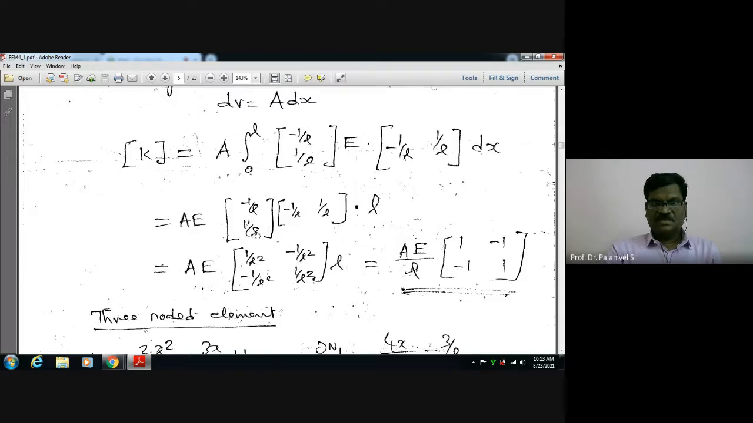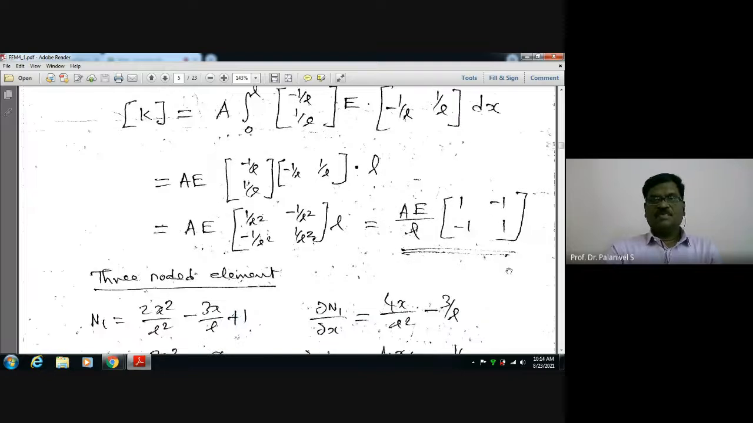Next you take 1 by L into minus 1 by L, minus 1 by L square, written here. Again 1 by L into 1 by L, so plus 1 by L square written here. L is there, so write down AE by L. Because here this is AEL, take this L square outside, so one L gets cancelled, and only one L is there in the denominator. That's why AE by L into [1 minus 1; minus 1 1]. You obtained the element stiffness matrix for this line element, the one-dimensional axial element.